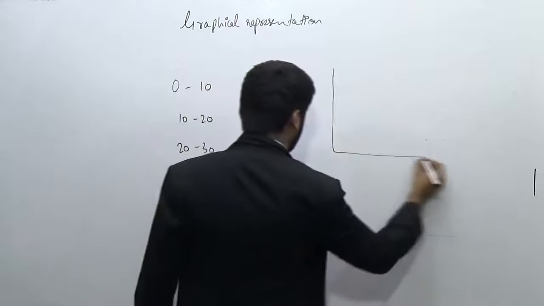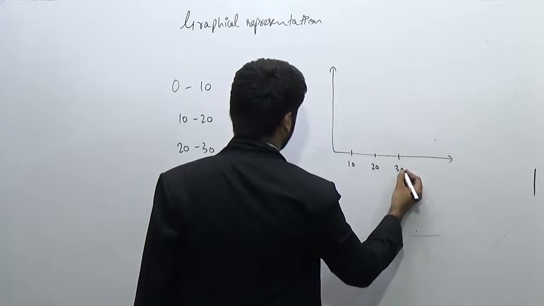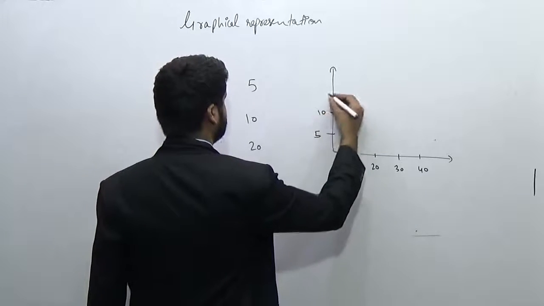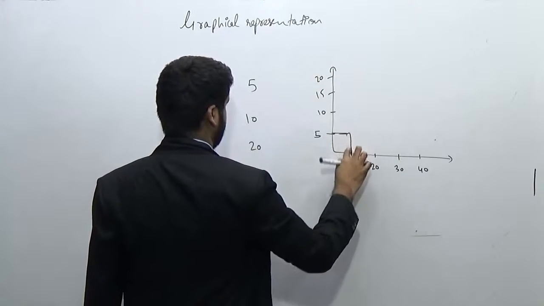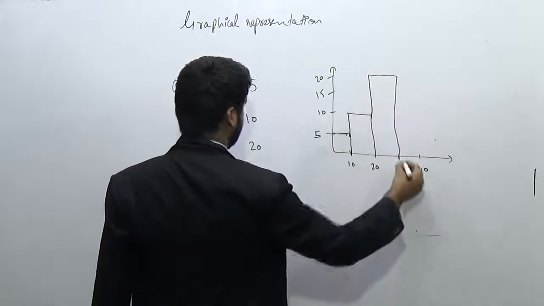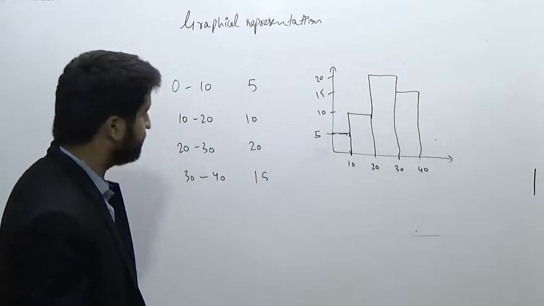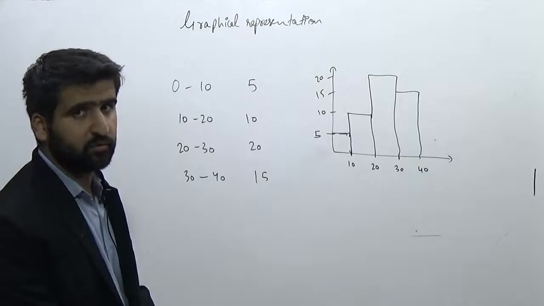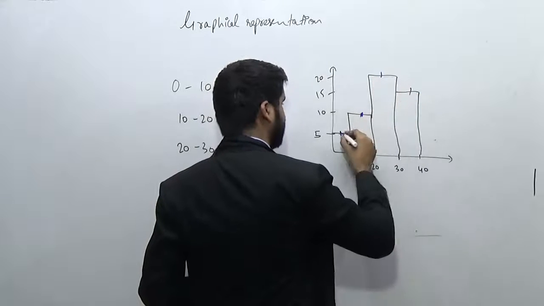Now first of all, the class size is regular over here, so we don't need to adjust the frequencies. So we will plot the histogram as it is. This is 5, right? The next one is 10. From 20 to 30 we have 20, and from 30 to 40 we have 15, right? Now we need to join the midpoints of the tops of all these rectangles, right? That was the second step.